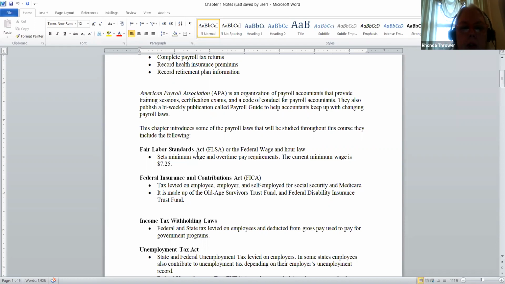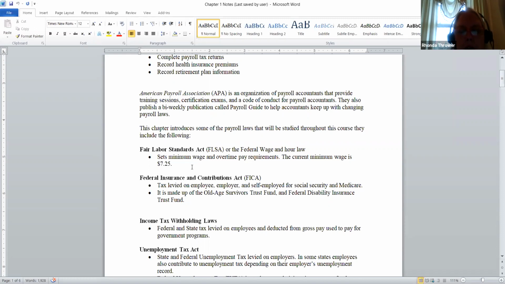The Fair Labor Standards Act, sometimes called the Federal Wage and Hour Law, is a set of laws that our government has made to set the minimum wage and overtime pay requirements for your employees. Right now, all you need to know in this chapter is that the Fair Labor Standards Act, or the Federal Wage and Hour Law, sets minimum wage and overtime pay requirements. The current minimum wage is $7.25.